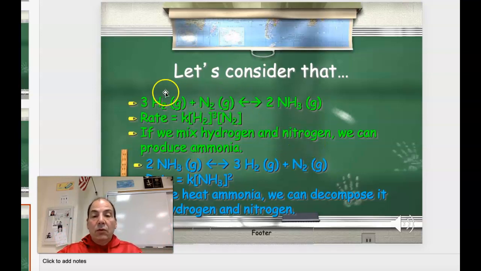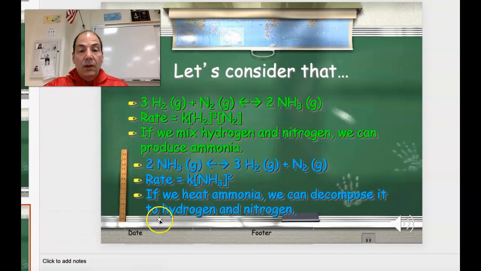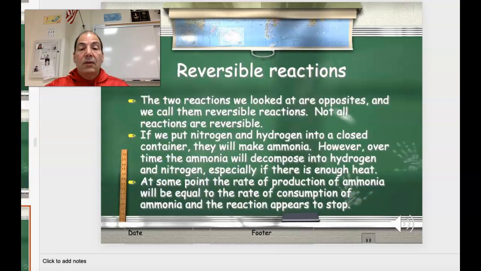But keep in mind, let's assume this is the reaction we started with. The amount of hydrogen and nitrogen over time is going to decrease. The amount of ammonia over time is going to increase. So this rate is going to decrease over time because the hydrogen and nitrogen are decreasing. And this rate is going to increase because the amount of ammonia is going to increase over time. So at some point, we have to consider that those rates are going to be equal.